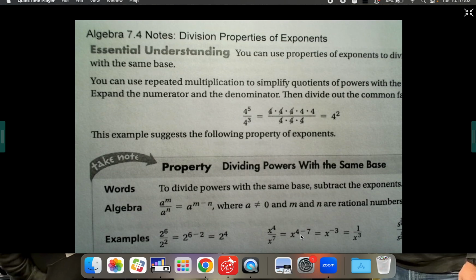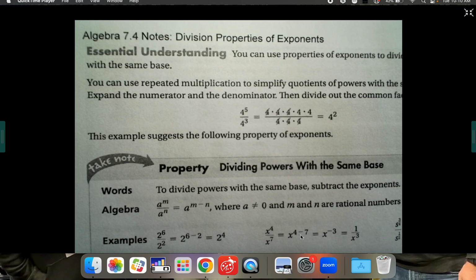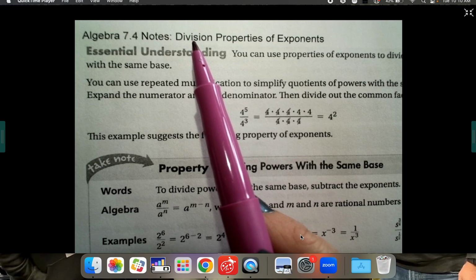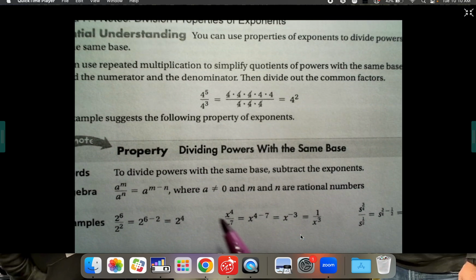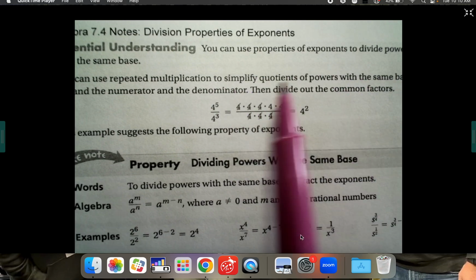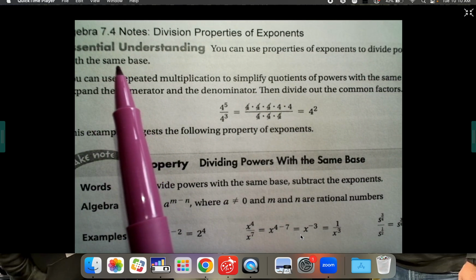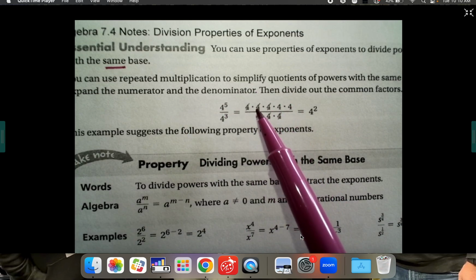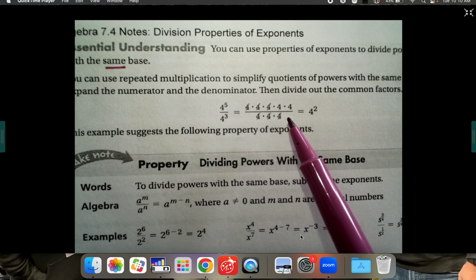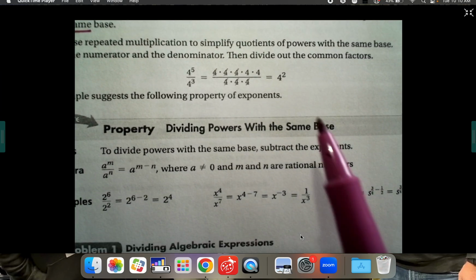Okay, for our algebra lesson 7.4 notes, we are now moving on to division properties of exponents. So let's take a look. You can use properties of exponents to divide if they have the same base. You can use repeated multiplication, which is called expanded notation, like they've done here, to simplify. So let's take a look at their example.